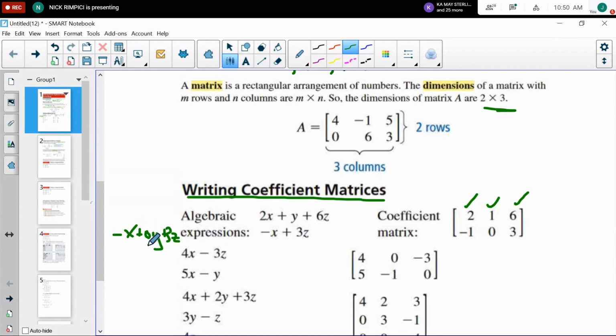Okay? It's really negative x plus 0y plus 3z. So I need to ensure that I put a 0 in the y position. And this is okay because 0y is 0, right? So it's the same as what they have written. If you write 0y, you're writing this. But the computer won't understand. The computer needs the 0. The computer cannot assume 0.